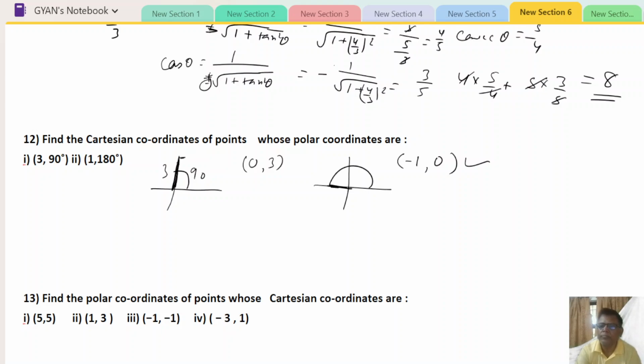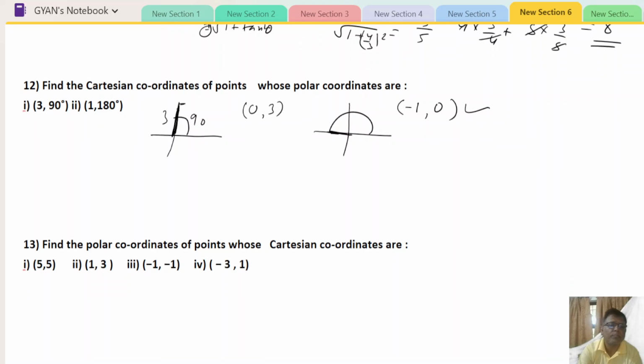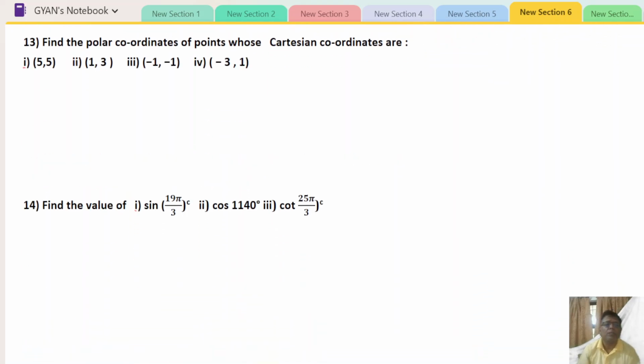Now come to the next question. Here Cartesian coordinate is given. So Cartesian coordinate here is 5 and 5. So it will be 5 here and 5 here. So this is 5 root 2, and we know if the sides are the same, then this will be 45 degree. So the polar coordinate is 5 root 2 and 45 degree.